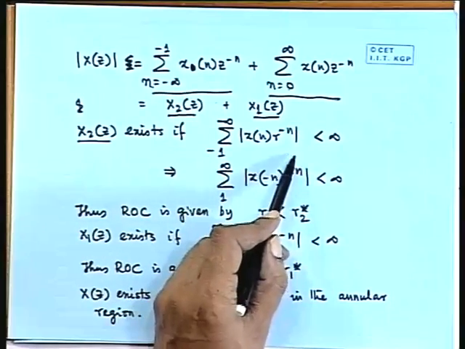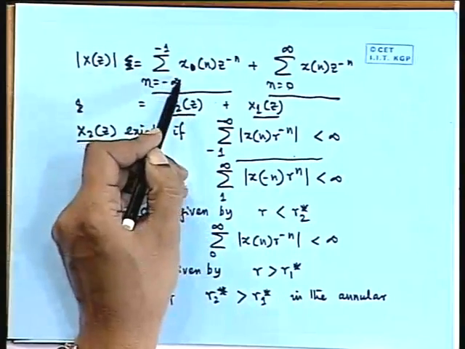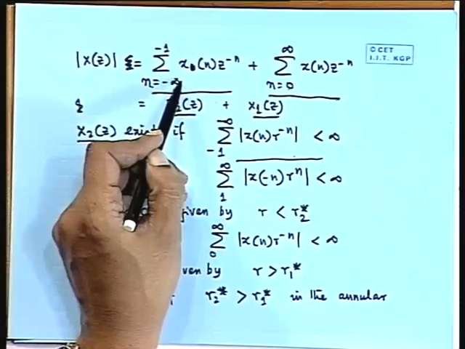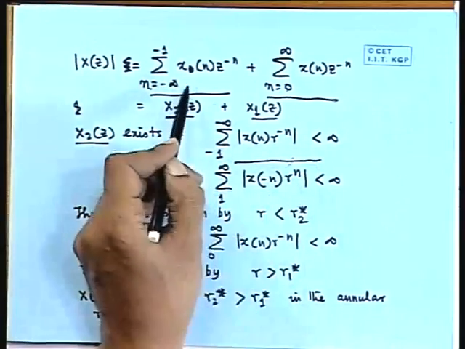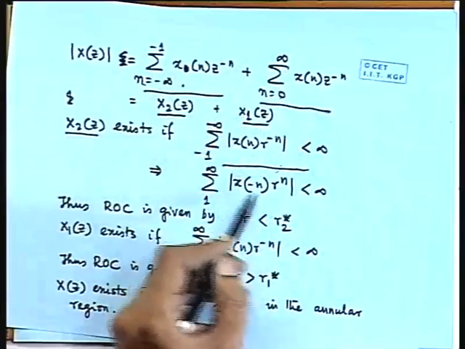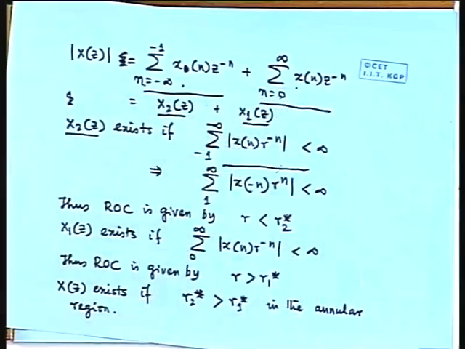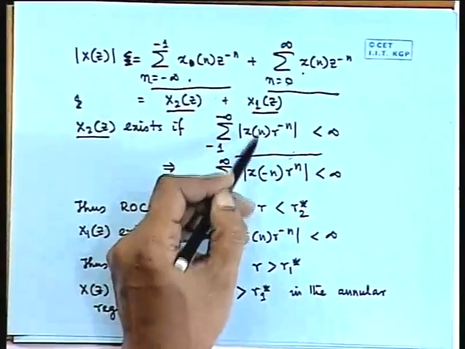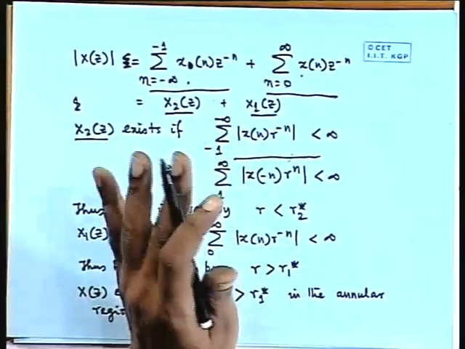If this sum is infinity, X2(z) will not exist, and if this is less than infinity, this will exist. Same formula, previous argument we are using. Only thing is that these two may not exist for the same value of r. That's what we have to see.